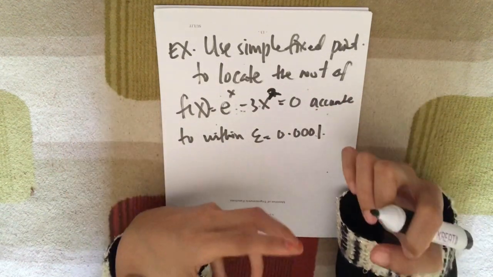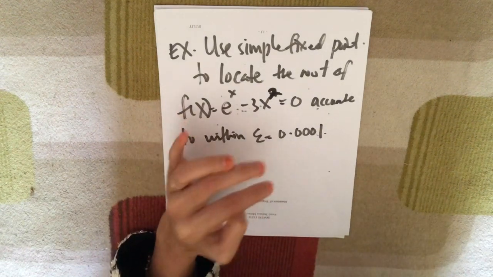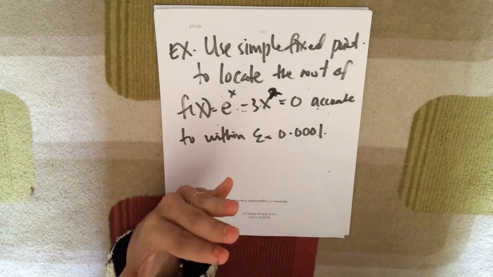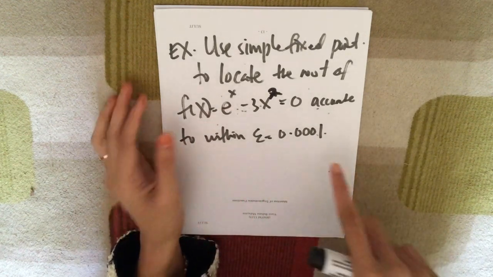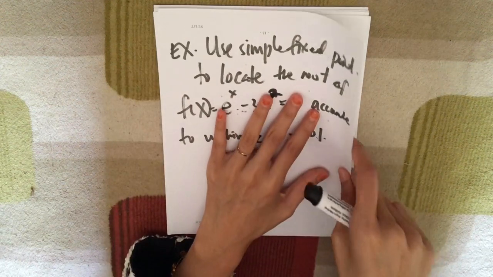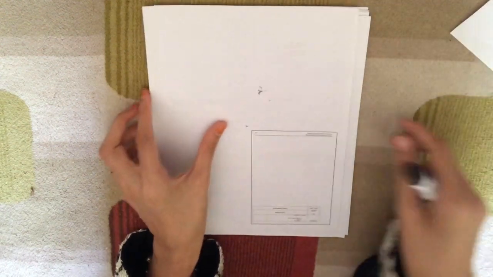So you can see here they have an error, so that means you need to do more than one calculation until you reach the error. Okay, so this is the question. So the first thing first, what do we do next?